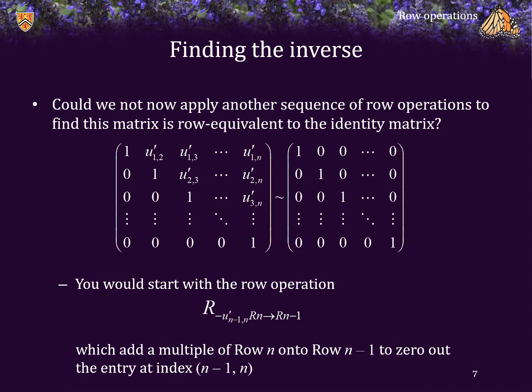We would actually start specifically with this particular row operation where we are adding negative u prime sub n minus 1 n times row n onto row n minus 1. That's going to zero out the entry above that last diagonal entry. Then we'll proceed up the matrix to eliminate further entries.